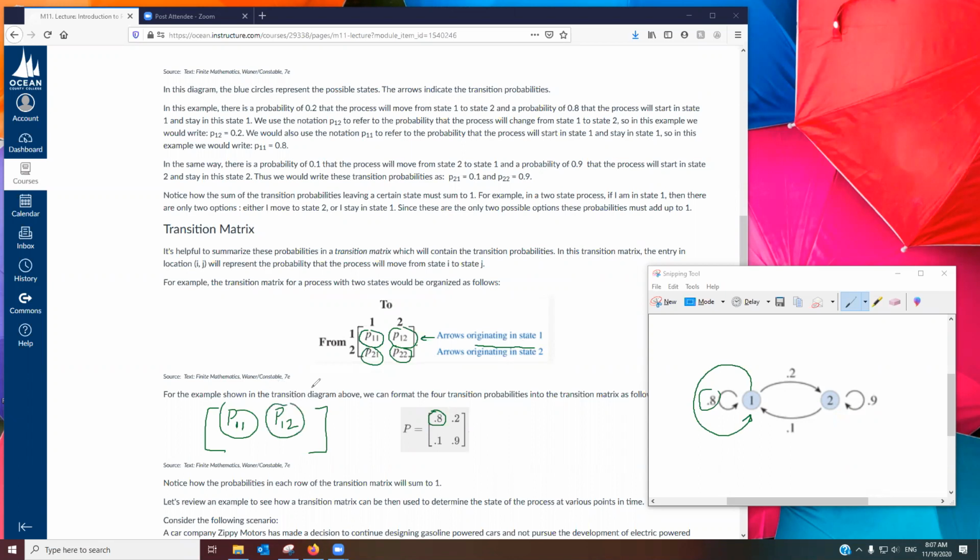P12 is the probability that I start in state 1 and transition to state 2. So that means that's going to be this probability 0.2. So I'm going to put that number in the upper right corner of the matrix.